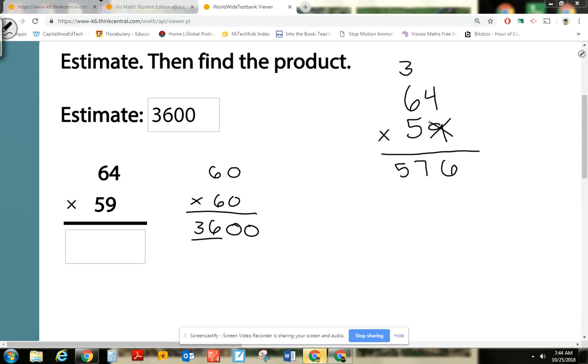I'm done with this 9, and I'm going to hold that ones place. I'm done with this 3, so I just cross it off. That way it helps keep things nice and neat. Now I'm going to do 50 times 4. 5 times 4 is 20. I have to put this 2 up here. 5 times 6 is 30, plus 2 is 3,200.